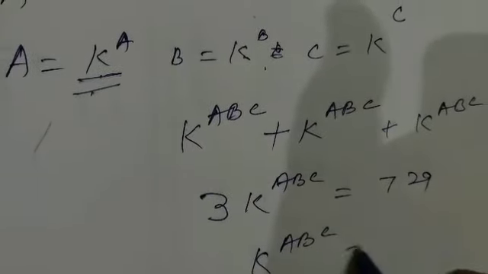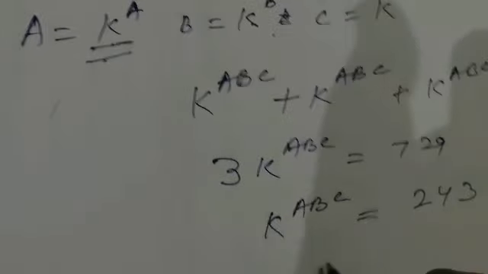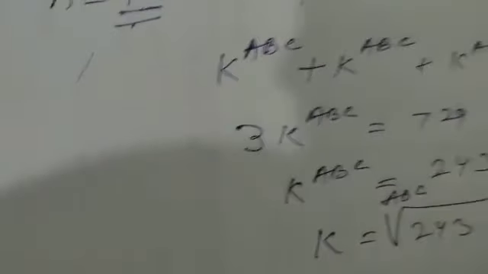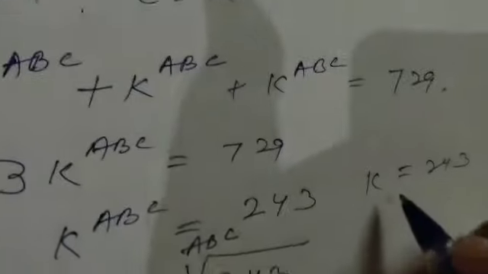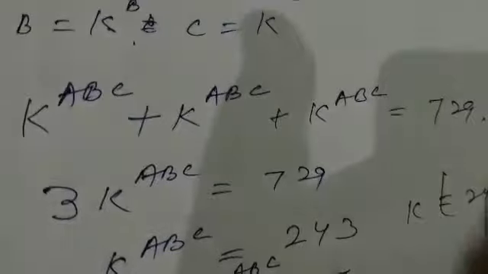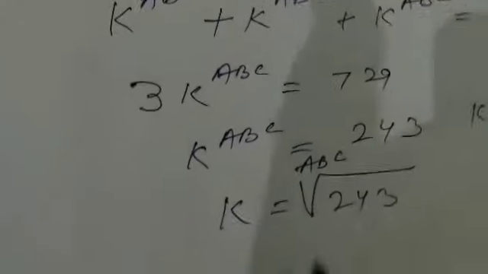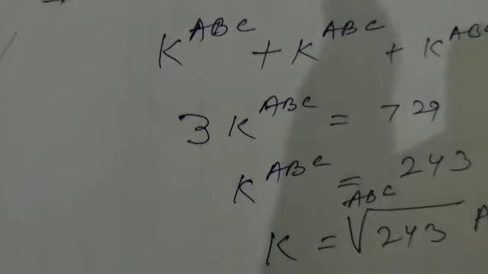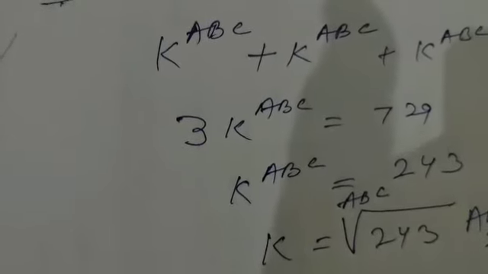k की power abc equals 243. Therefore k equals 243 की whole power 1 upon abc. Therefore k equals abc root of 243. Clear?